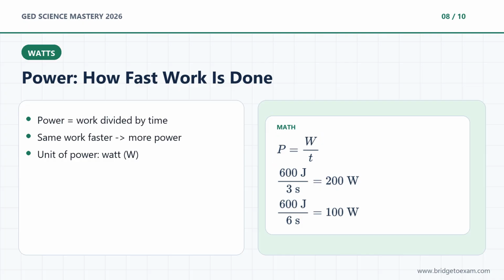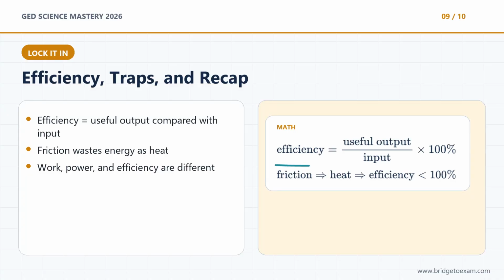If two people each do 600 joules of work, but one person finishes in 3 seconds and the other in 6 seconds, the 3-second person has more power. 600 divided by 3 is 200 watts. 600 divided by 6 is 100 watts. Same work, different speed. Last big idea. Efficiency compares useful output to input. A real machine is never 100% efficient because friction wastes some energy as heat.